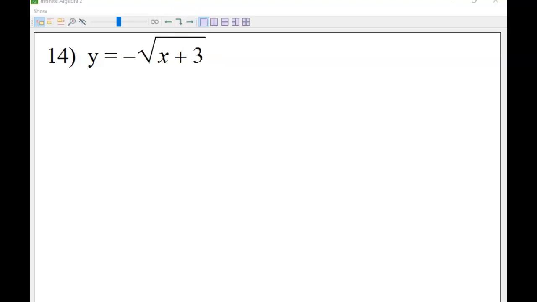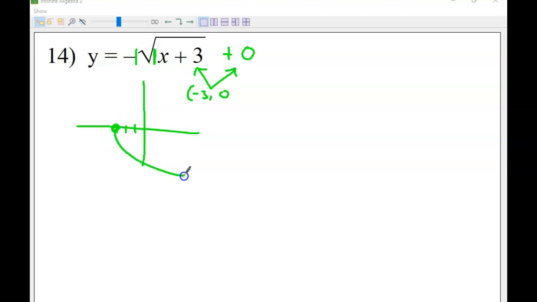Let's take a look at this one. In this case, we're missing a number over here, so that would be 0. Since we're doing square roots, it's the square root shape. My starting point would be -3, 0. Now I'm going to be going to the right because my x is positive, but the square root itself is negative, so I'm going down. So I'm going to be going right and down. So it looks something like that.